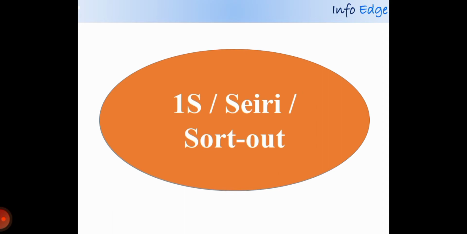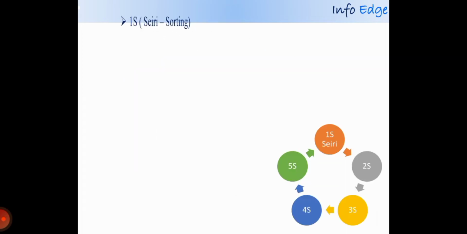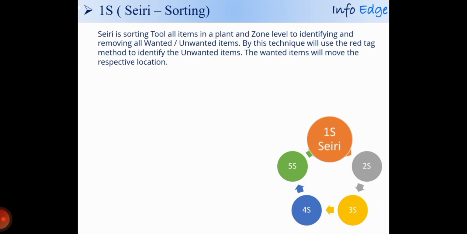Now we will see each S activity. First, the implementation of the first S and the related activities. The first S is Seiri, which is called sorting out. Seiri is sorting all items in the plant and zone level to identify the wanted and unwanted items. By this technique, we use the red tag methodology to identify the wanted and unwanted items and move them to the respective locations.